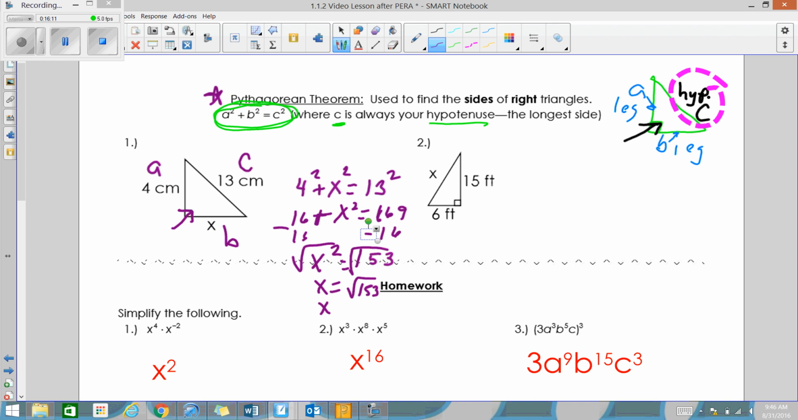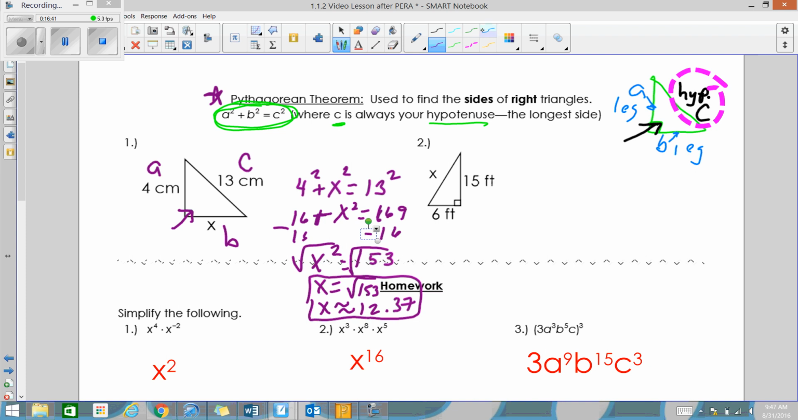Or for those who need to simplify a value, we're going to approximate what the square root of 153 is. So we're going to do the square root of 153, and it's approximately 12.37, rounding to 2 decimals. And it's approximate, so it's not equal to, but it's about. So one of these two answers is good. But if you said x equals 12.37, that would be incorrect. You need to put your approximate symbol there.